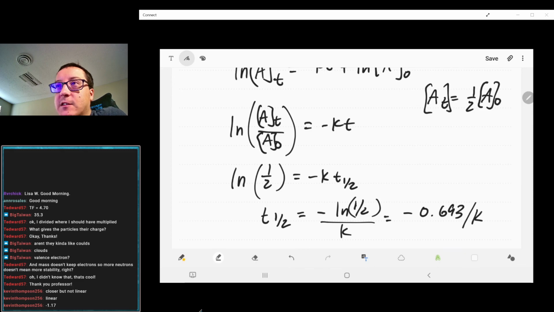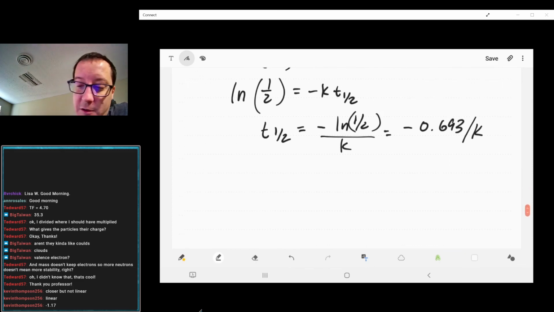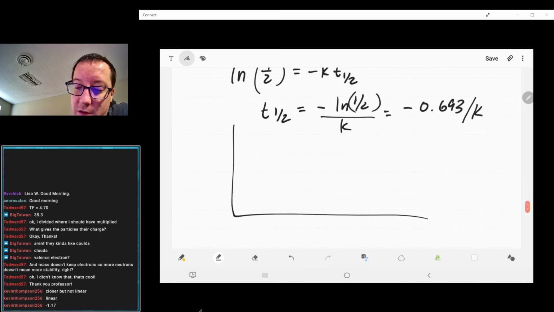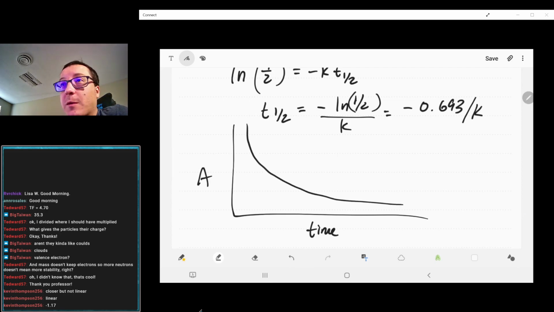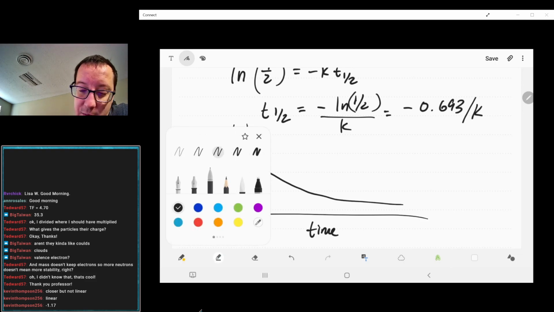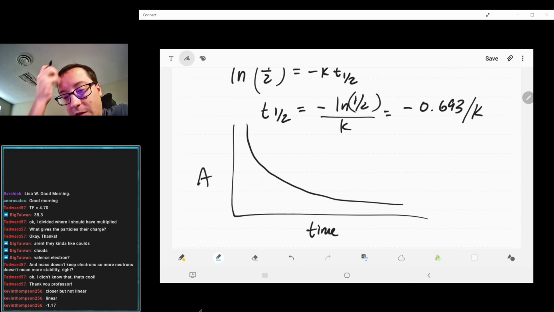It's just a way of relating important points on a graph. If you're plotting time and concentration for a first order reaction, that's exponential decay. We're looking at the amount of time it takes for that to be halved. It's an important thing that we'll talk about more when we get to nuclear chemistry.